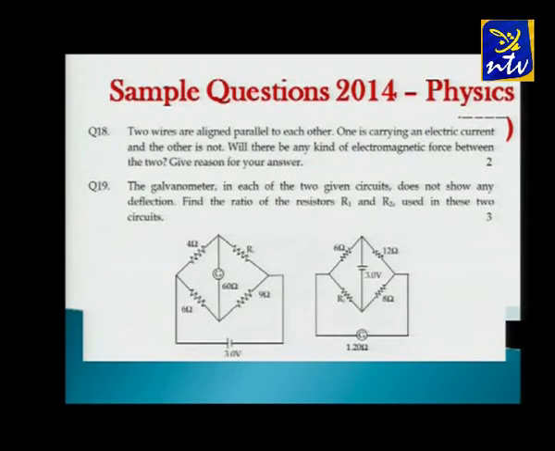And the next question, you see, 2 wires are aligned parallel to each other, one is carrying an electric current and the other is not. Will there be any kind of electromagnetic force between the two? Give reason for your answer. Answer is there is no force, because only a magnetic field can exert force on another magnetic field. So there should be 2 fields. Here only one magnetic field is there, the other one is not carrying any current. It is not moving as well. So there is no force at all. So we have discussed today 18 questions from sample paper's latest paper.